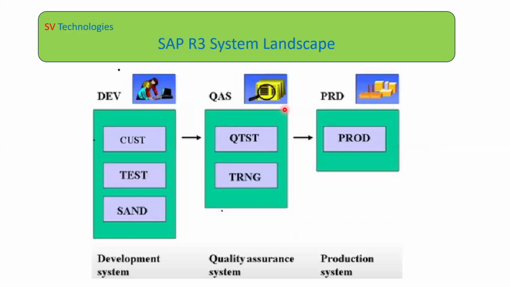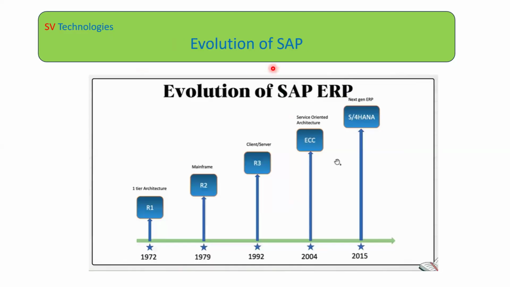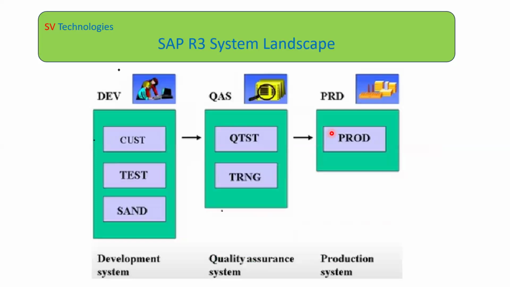As I told you earlier, this R3 client server structure, we call it in SAP a landscape, the SAP R3 system landscape. You can see here one development server, quality server, and production server. In the development server, we will do only development related activities.